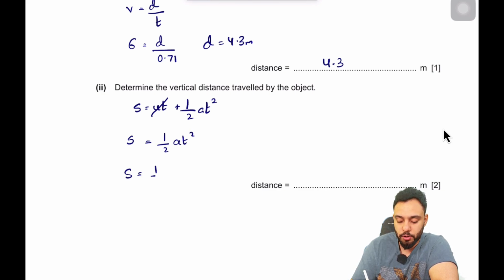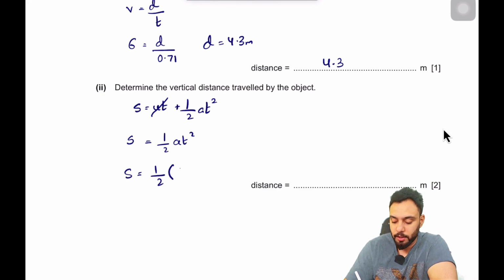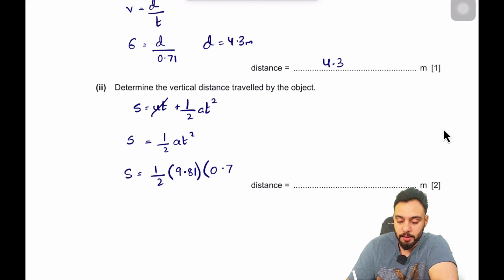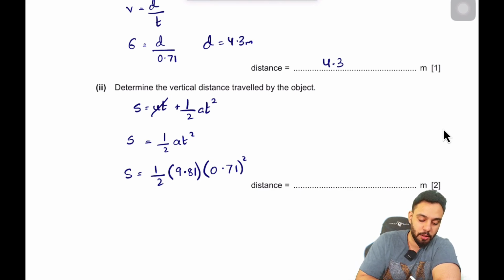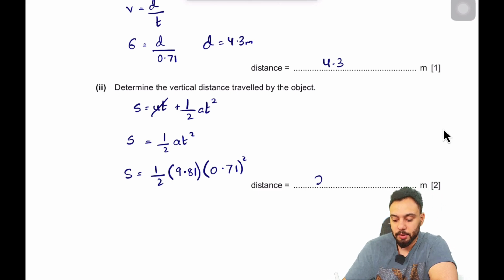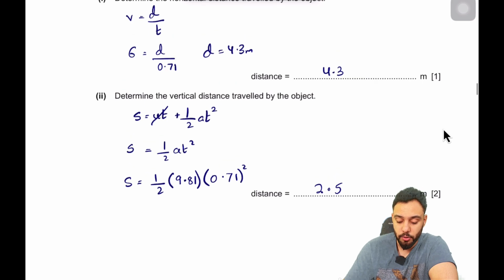So it's going to be 1 over 2. Acceleration, since it's going under the influence of gravity, that's 9.81. And the time they have already given, that's 0.71, and you have to square that. So 1 over 2, you are just required to plug in the values in the calculator. So 9.81 and then times it by 0.71 and then square that. You would get the value of distance as 2.47. That's 2.5 meters. That's going to be second part.